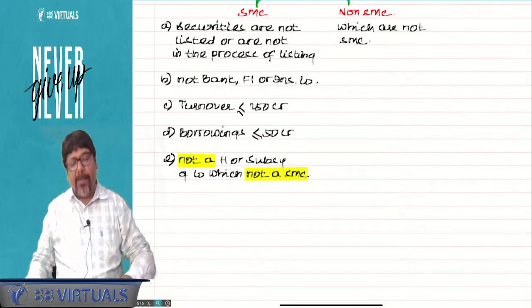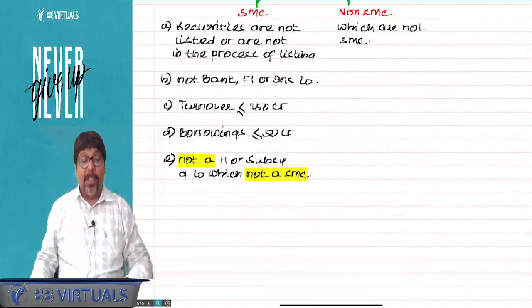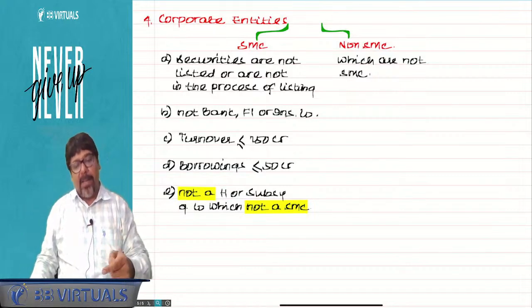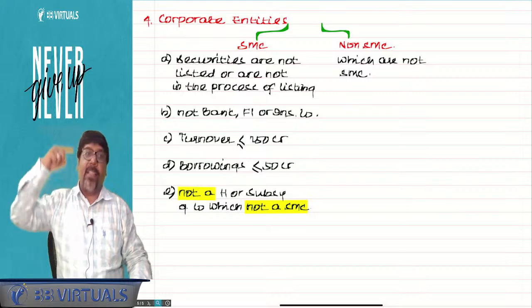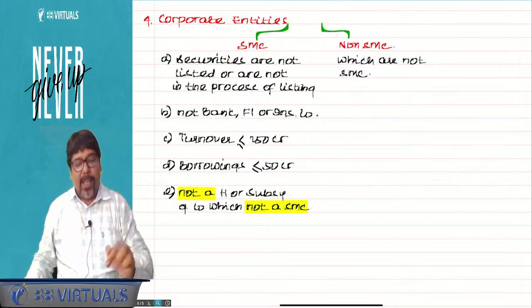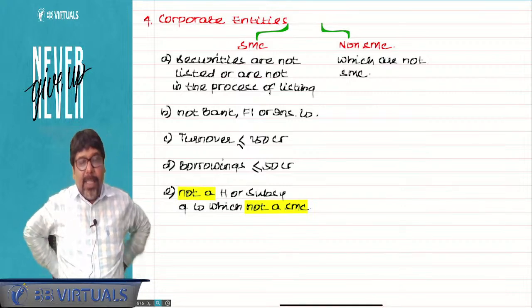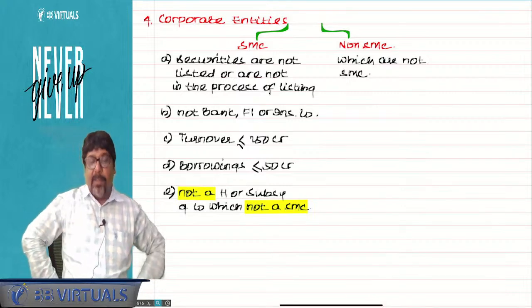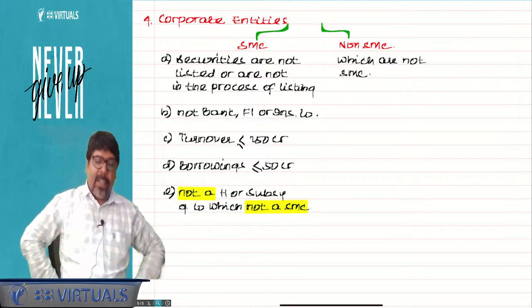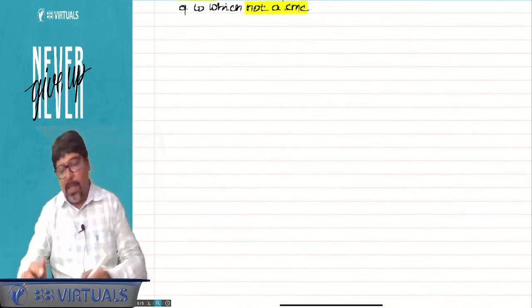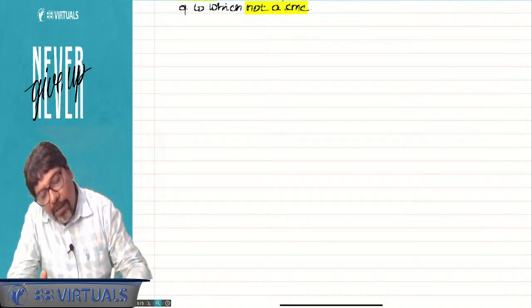So if you are listed, then non-SMC. If you are a bank, financial institution or insurance company, then non-SMC, level 1. Turnover greater than 250 crores, non-SMC. Borrowings greater than 50 crores, non-SMC. Acha. Now the next topic.